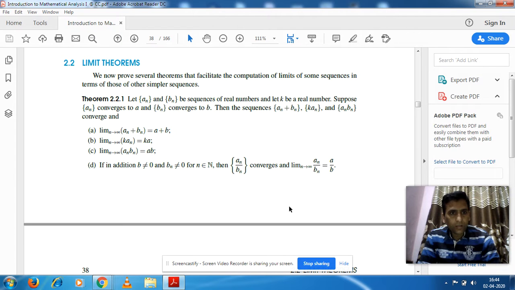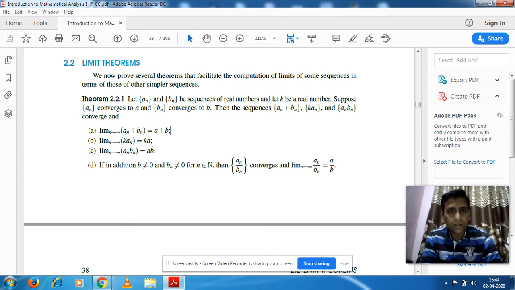Now we start with the theorem on limits. This is a very important theorem and it is referred to in your syllabus also. The theorem is: let an and bn be sequences of real numbers and k is any real number. We suppose that the sequence an converges to a and the sequence bn converges to b.